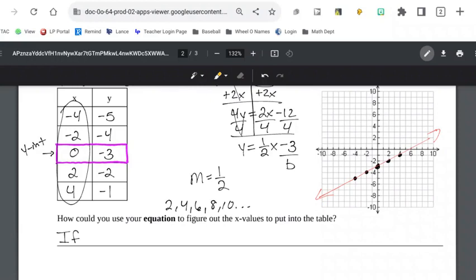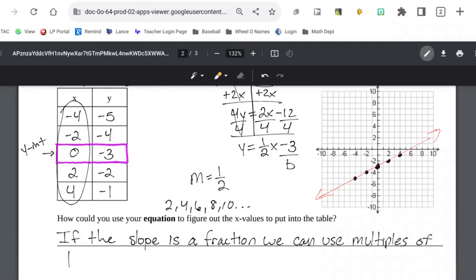So we're going to say if the slope is a fraction, we can use multiples of the denominator. Okay, so if it was a 3, we would use 3, 6, 9, 12, and so forth. If it was 4, 4, 8, 12, and so forth.